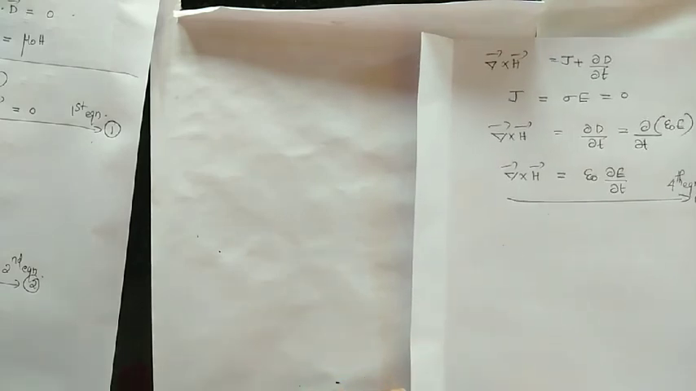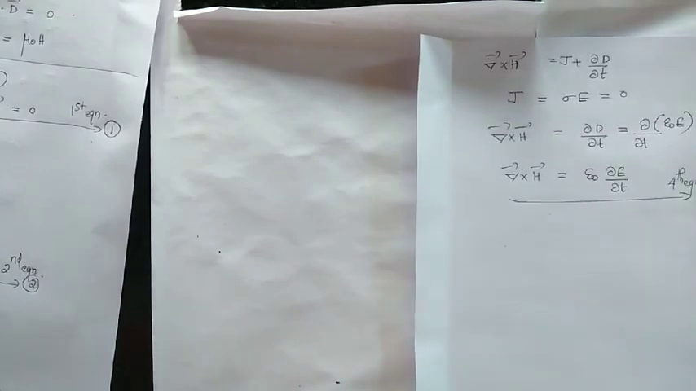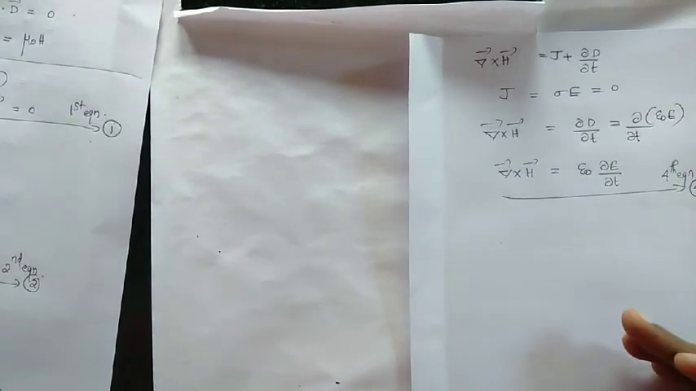The remaining portion is only for deriving the expression for the velocity of electromagnetic waves in free space or in vacuum, free space being equivalent to vacuum. And another term is Poynting vector or Poynting theorem. What is the Poynting vector and what is the Poynting theorem? The remaining topics will be covered in the next video.